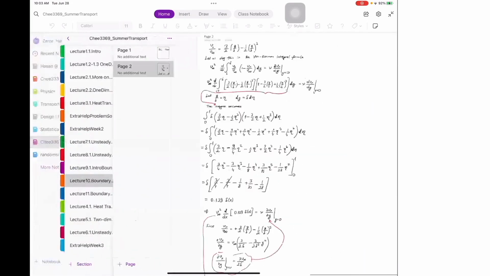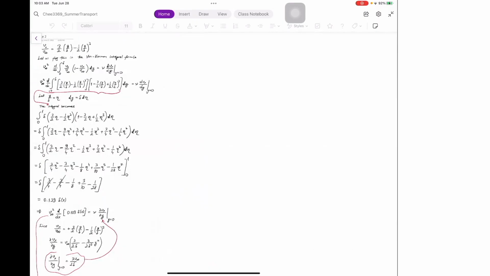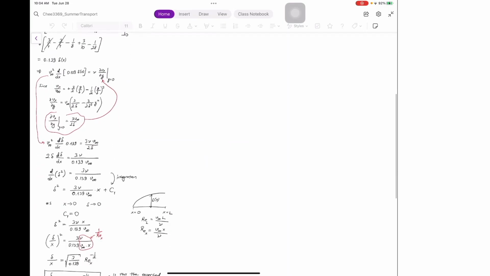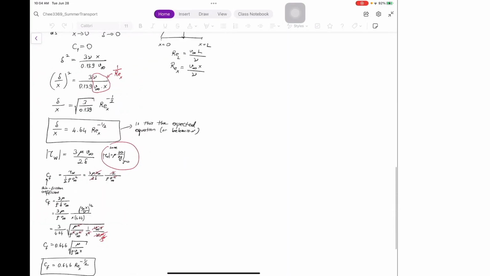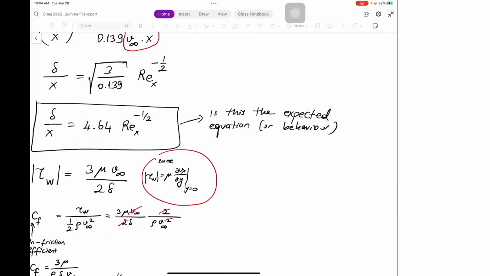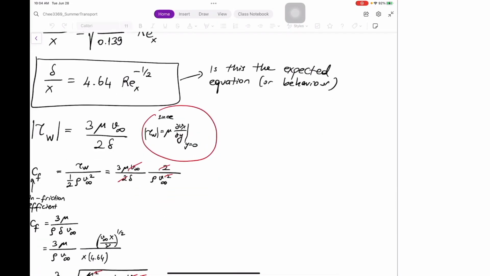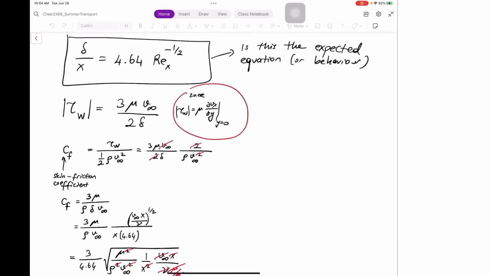We said that we can use this to get some quantities which are of engineering interest, right? First, we related the boundary layer thickness to the Reynolds number as a function of x, the Reynolds number with respect to x. And we use this relation to find out the wall shear stress, which is also a function of x. We have seen that the shear stress changes with the position.